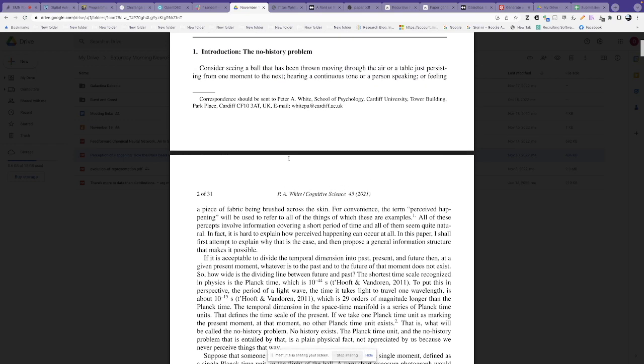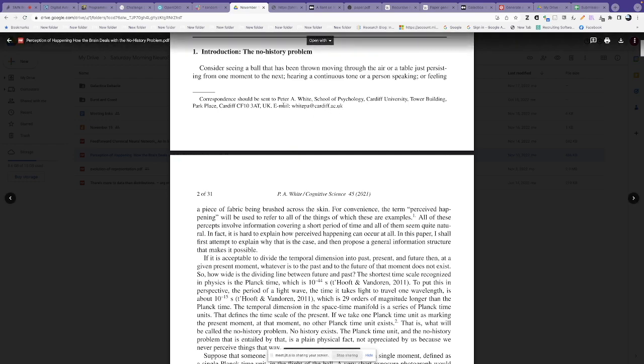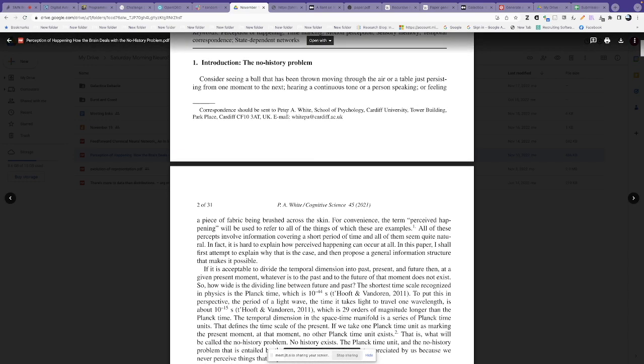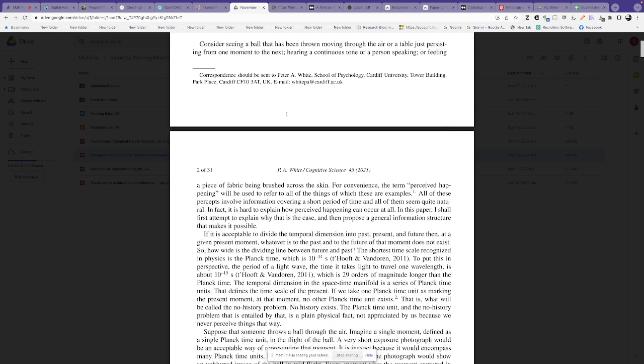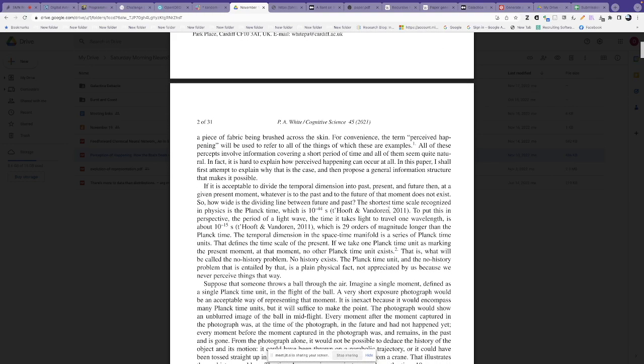So basically, if you throw a ball through the air, or you watch a ball moving through the air, or you're just watching something sit there, not moving, all these things that you're experiencing in the here and now are in this perceived happening category. And then this is the representation that the author described in the abstract. All these percepts involve information covering a short period of time, and all of them seem quite natural. In fact, it is hard to explain how perceived happening can occur at all, but this is sort of the idea.